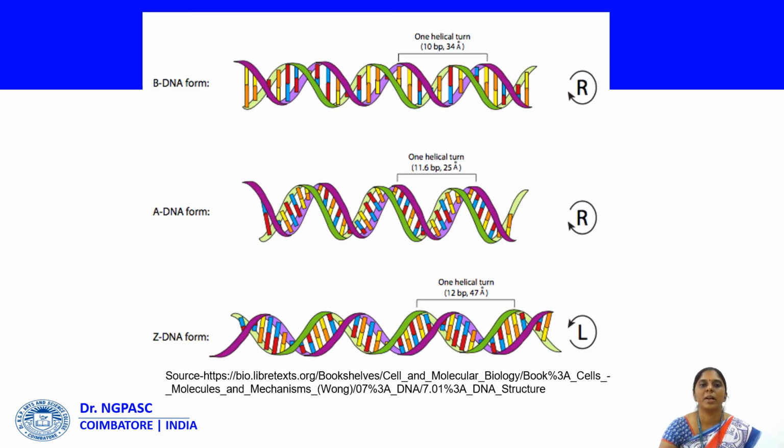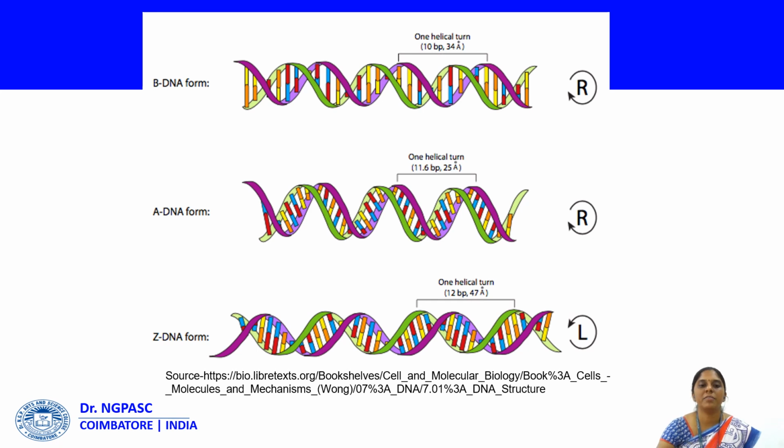So you can see here, these are the different forms of DNA. In B form, it is 10 base pairs, and the length is 34 Angstrom. In case of A form DNA, one helical turn contains 11.6 base pairs, and the length is 25 Angstrom.